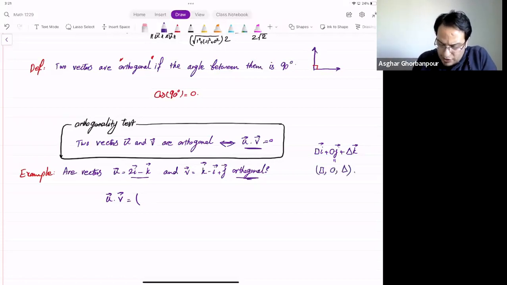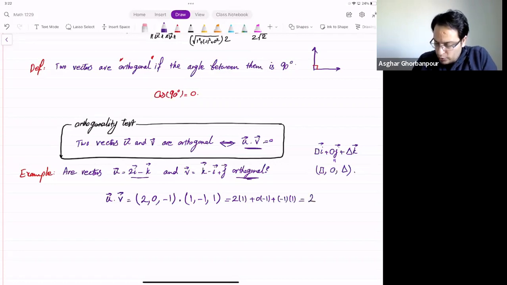So in this case, for u, the coefficient of i is 2. The coefficient of j, there's no j in u, so that means this is 0, and negative 1. Dot the components of v: negative 1, 1, and 1. And then the dot product is 2 times negative 1 plus 0 times 1 plus negative 1 times 1. And then we see this is 2 plus 0 minus 1. This is 1. It's not 0. So that means that 2i minus k is not orthogonal to v, which is k, i, and j.